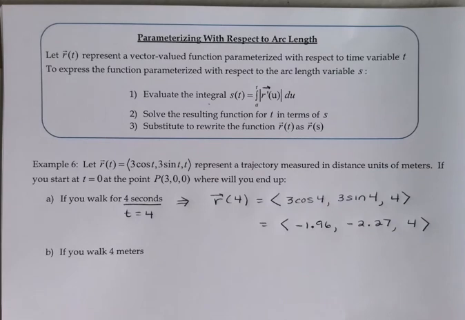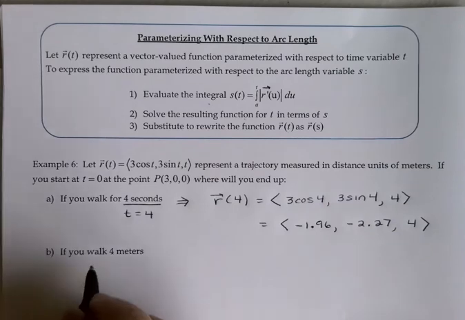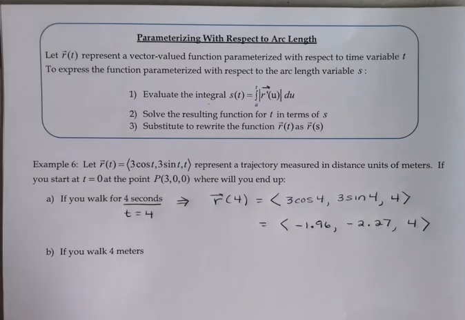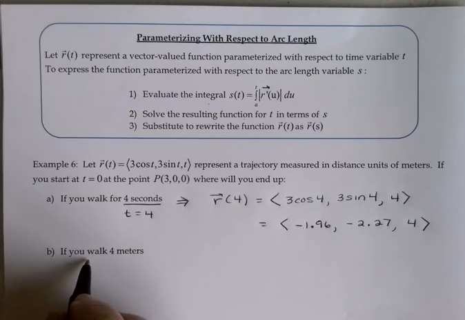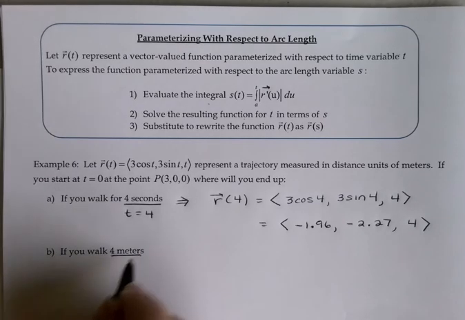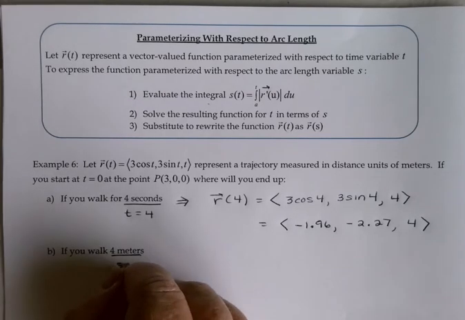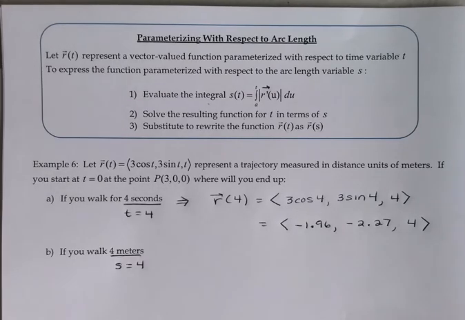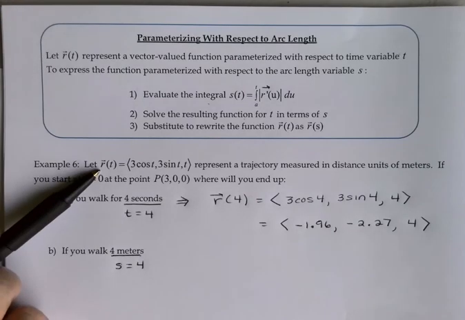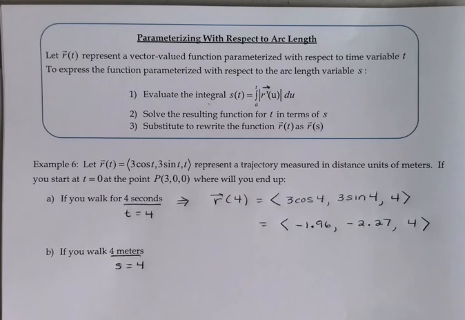All right, what if instead I now say, let's start back at this point again, but where am I going to end up if I walk for 4 meters? Now instead of giving you a t value, I've given you an s value. So to answer this question, I'll need a function r of s instead of r of t. To get that, I'm going to follow these steps up here in my parameterizing with respect to arc length.